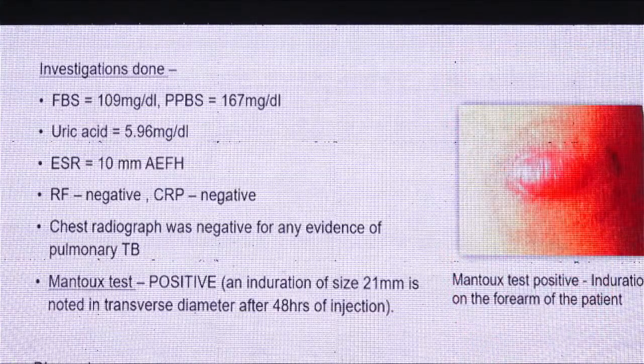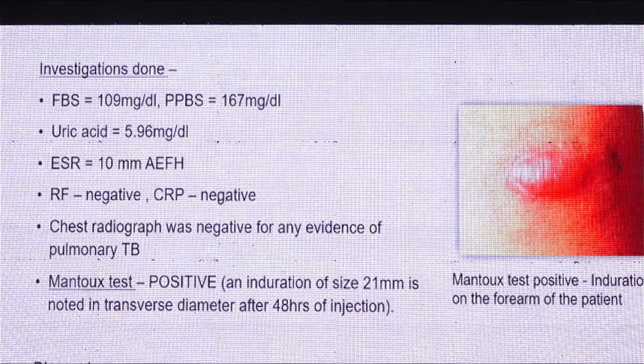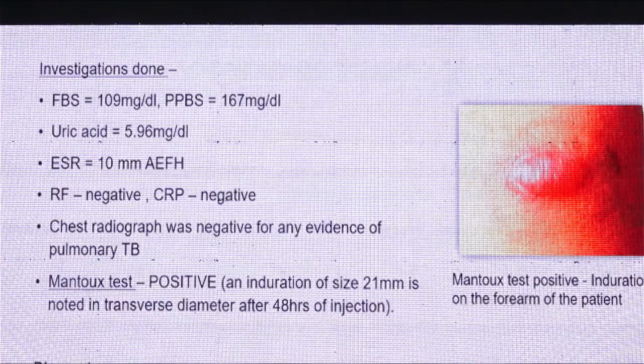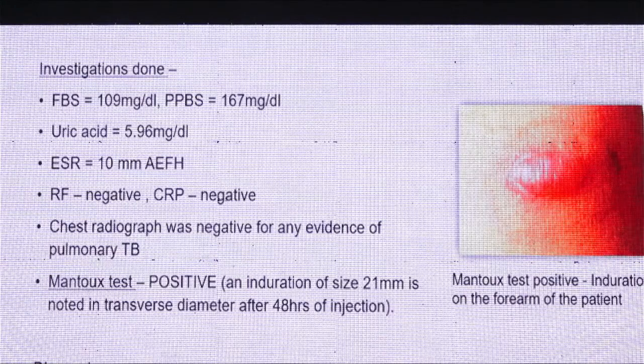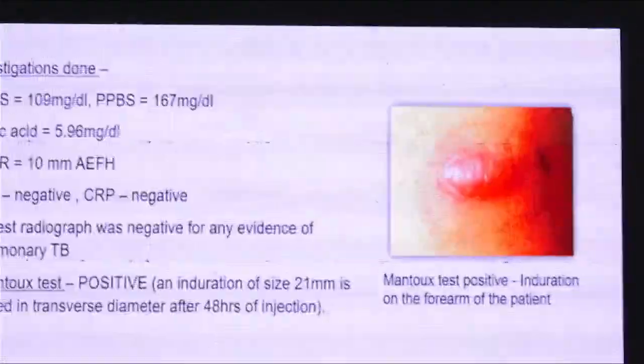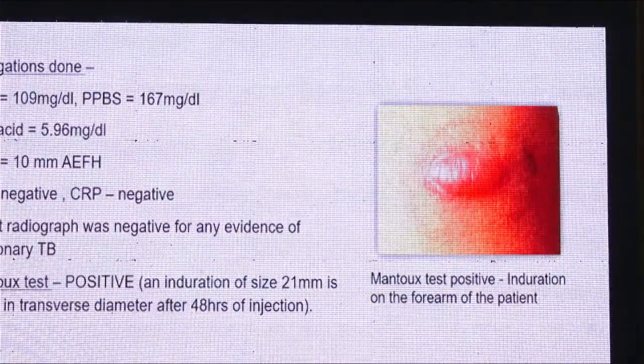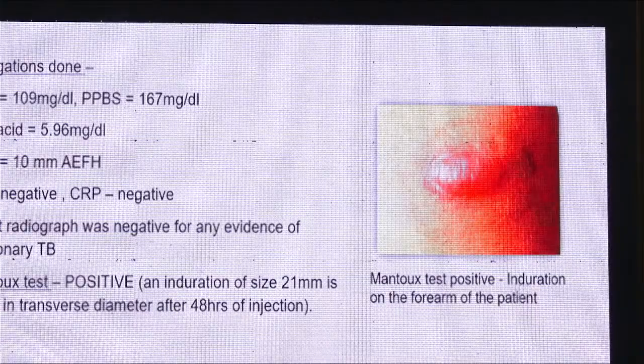In investigations, everything was normal. ESR and blood sugars were normal. RF factor was negative. CRP was negative. Chest X-ray did not show any findings of pulmonary TB, but the Mantoux test was found to be positive with an induration of size 21 mm after 48 hours of injection. We came to a diagnosis of recurrent diffuse tubercular episcleritis of the right eye as the Mantoux test was strongly positive.